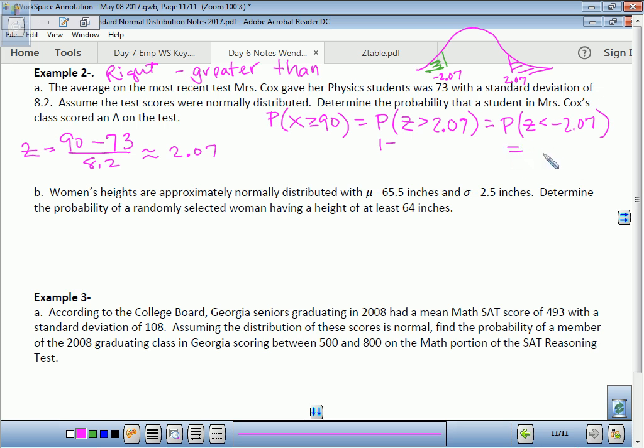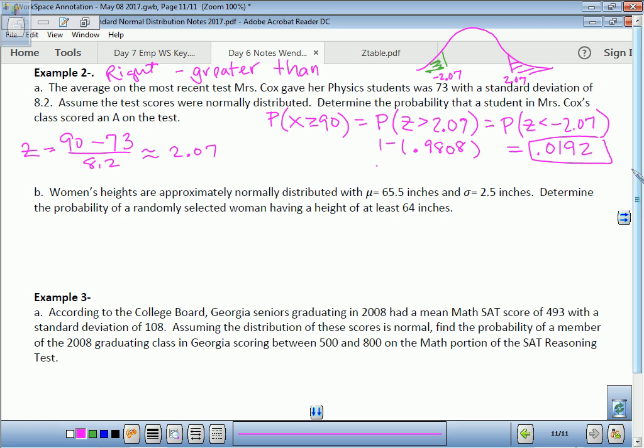And we should get 0.0192. If we looked at the positive 2.07, you'd have to do 1 minus that. And you see if we did 1 minus this, we'd still get this. Alright, but it says determine the probability. So, the probability that they scored greater than a 90 is 0.0192.